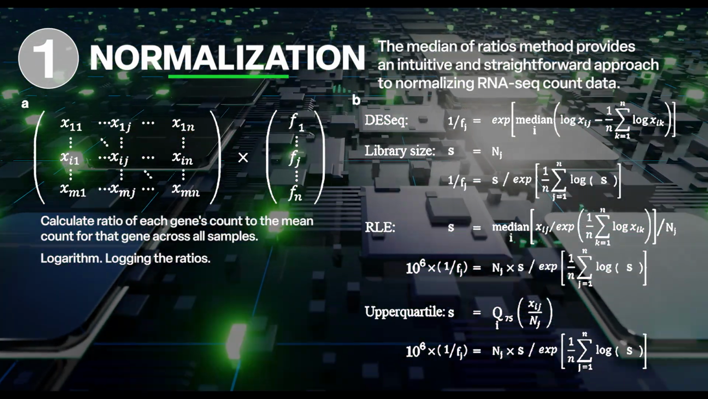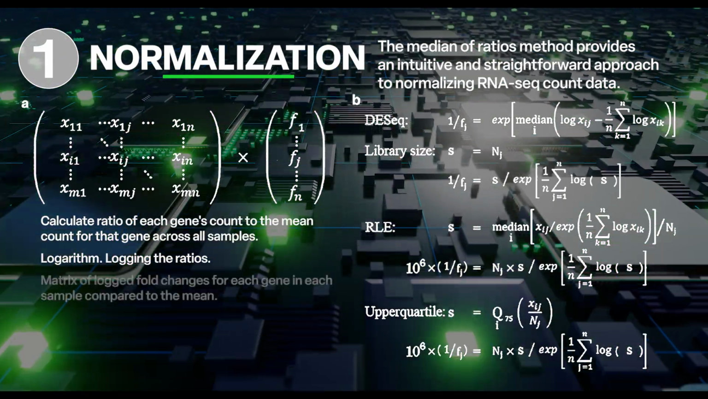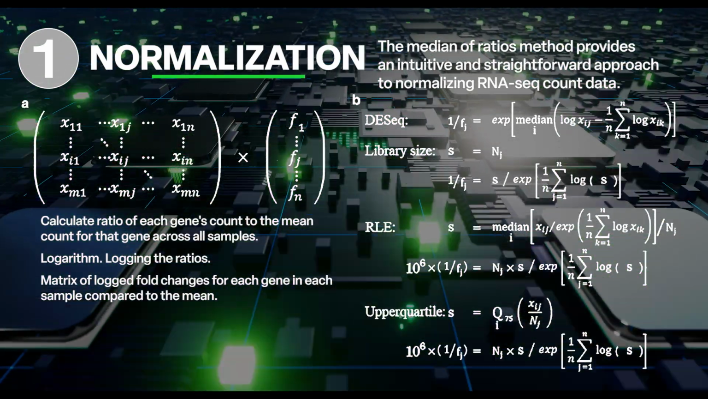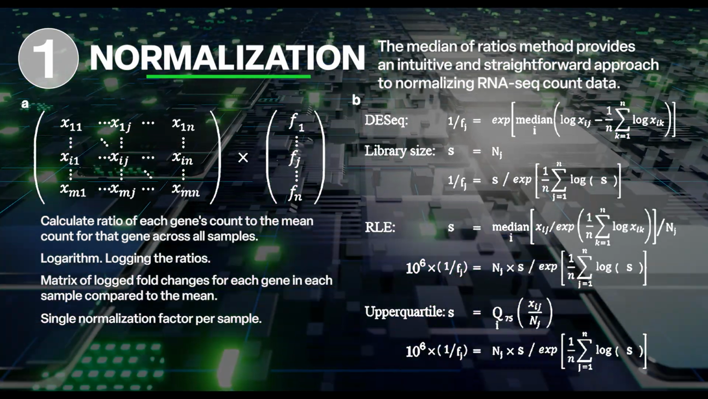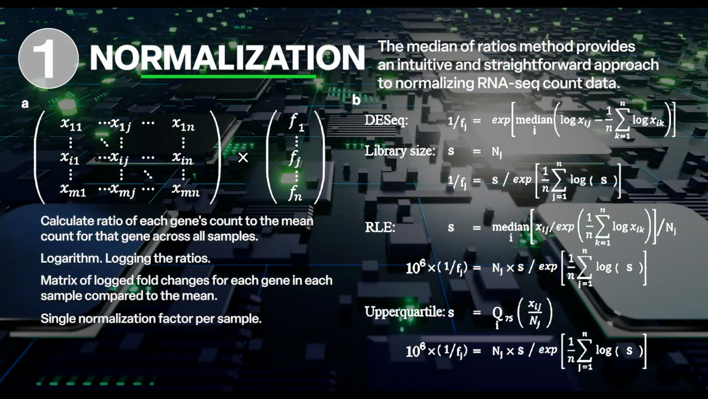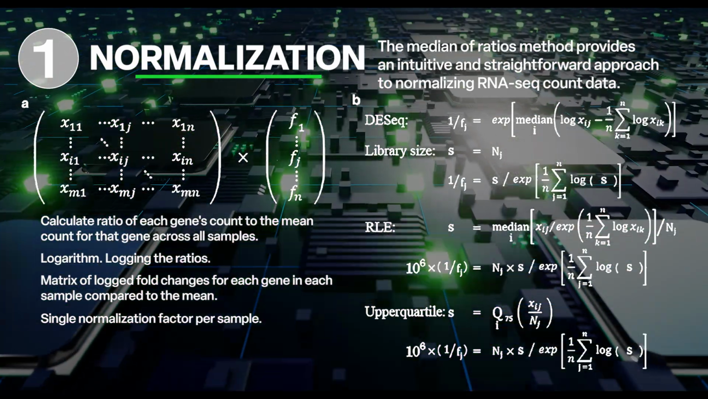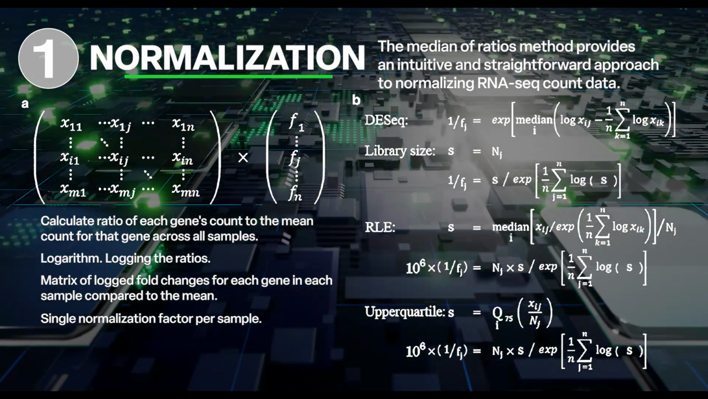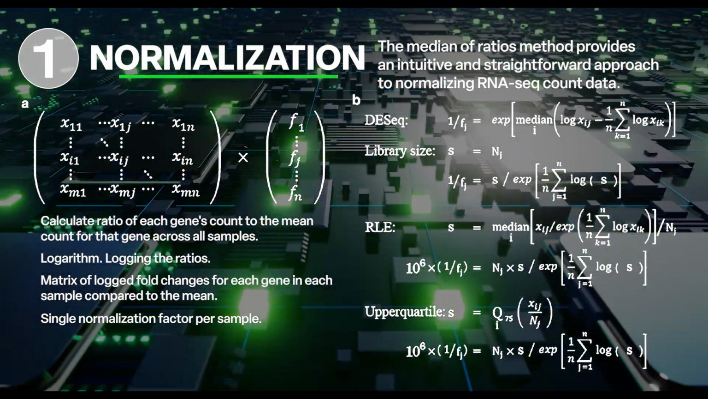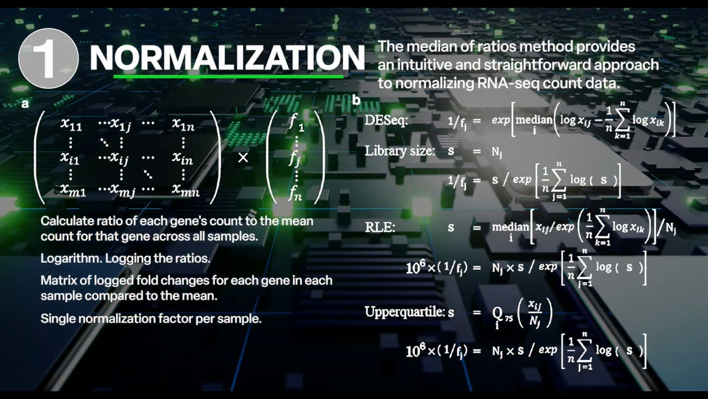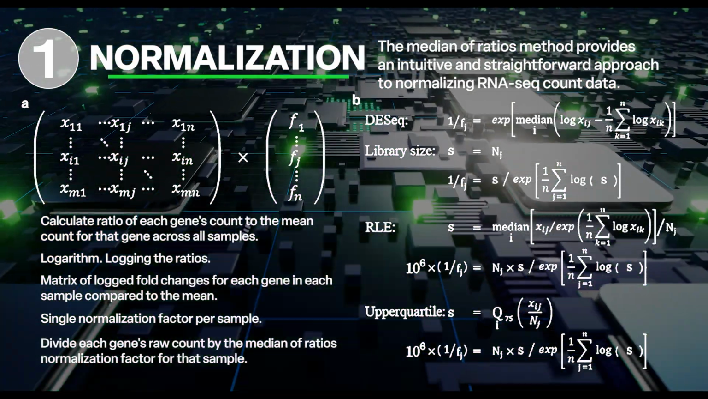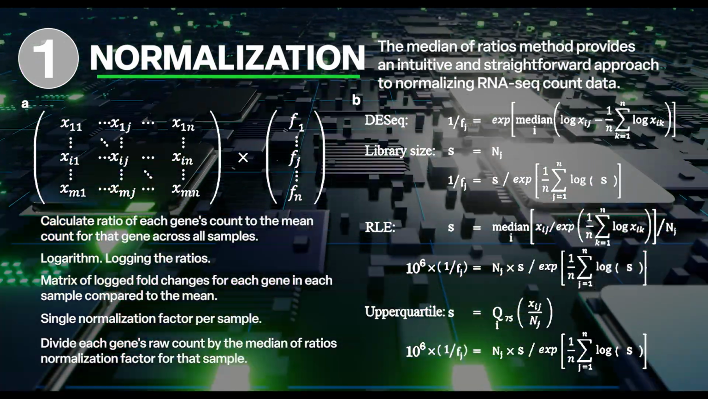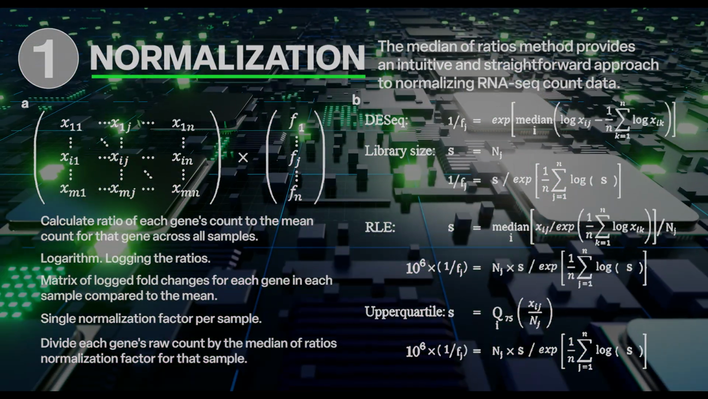Logging the ratios makes them symmetric around 0 and normally distributed. Now we have a matrix of logged fold changes for each gene in each sample compared to the mean. To summarize this into a single normalization factor per sample, we calculate the median of the logged ratios for each sample. The sample-wise medians encapsulate the overall shift of each sample relative to the mean. We use the median because it is robust to genes with extreme high or low ratios. Finally, to normalize the data, we divide each gene's raw count by the median of ratio's normalization factor for that sample. This centers the distributions while preserving relative differences between samples.